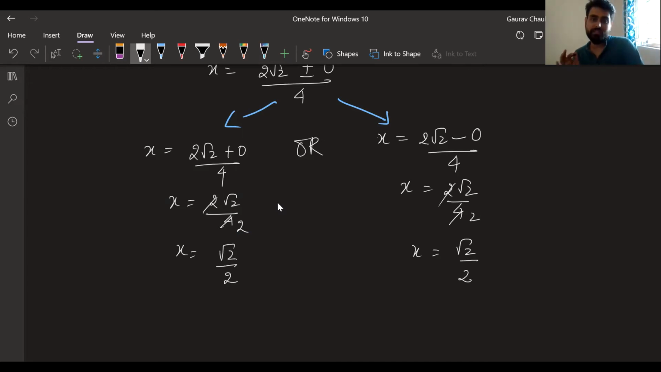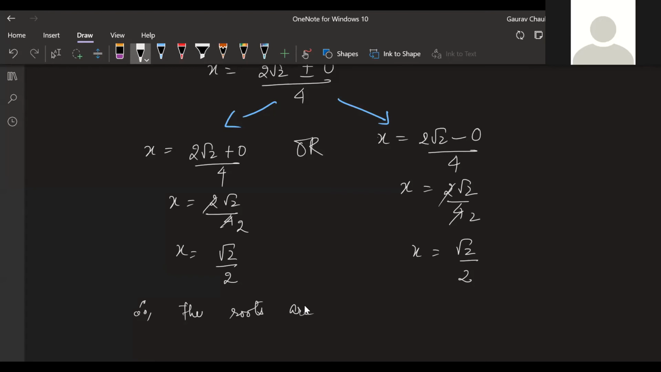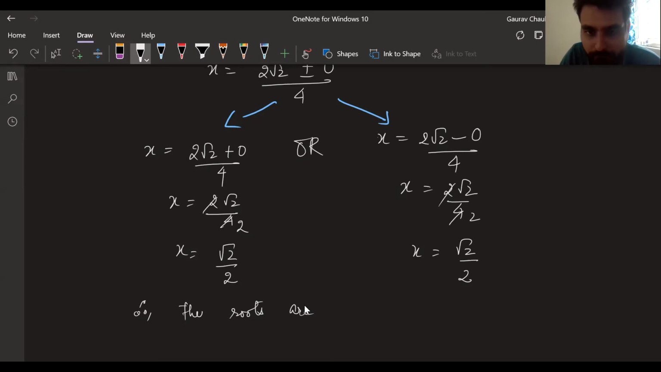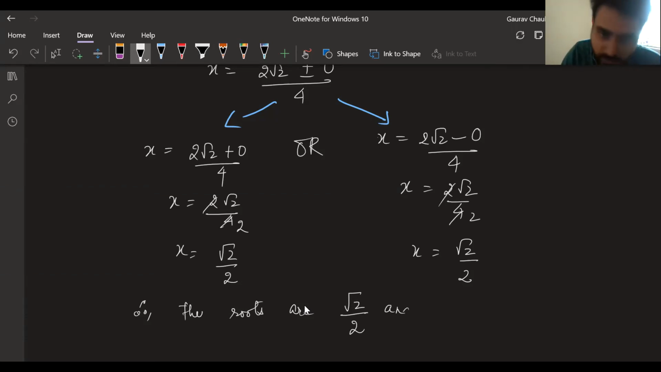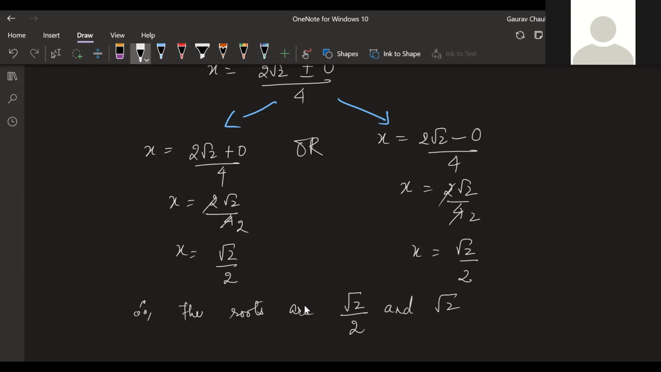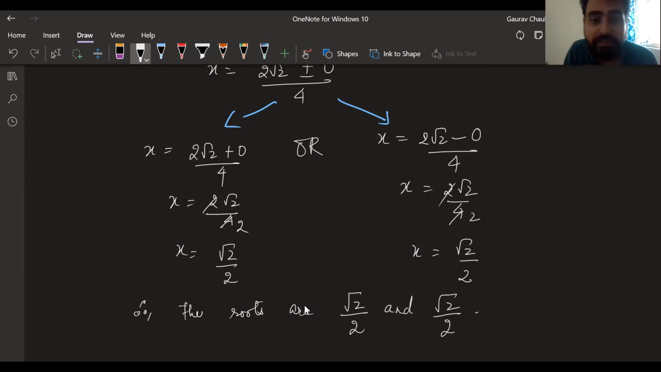Now, the important thing to notice here is both the roots are the same. We had got that before also in one of the questions. Therefore, the roots are, how will I write the answer? Who can tell me how I will write the answer? I had done this in the class before. The roots of the given equation are root 2 by 2 and root 2 by 2. I have to write it two times, even though the answer is the same.